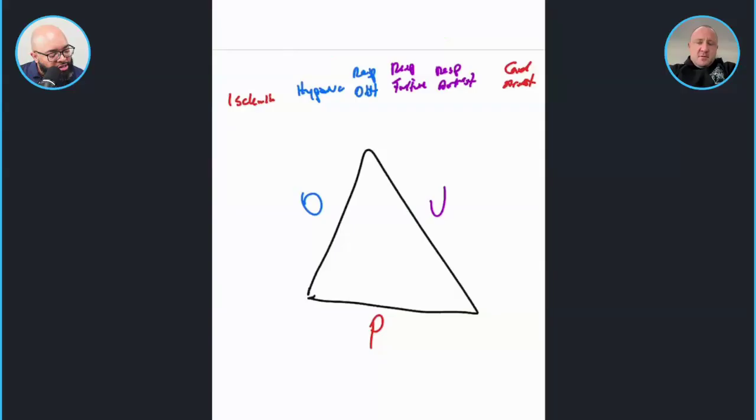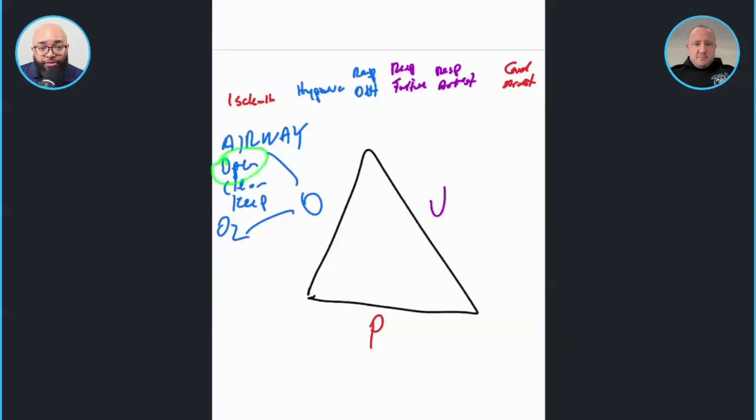Okay, an oxygenation problem. There are two things we do to fix an oxygenation problem. We either do something with the airway or we give them oxygen. If it's doing something with the airway, we only have like three things we do. We either open it, we clear it, or we keep it open. How do we open it? Head tilt, chin lift, jaw thrust.